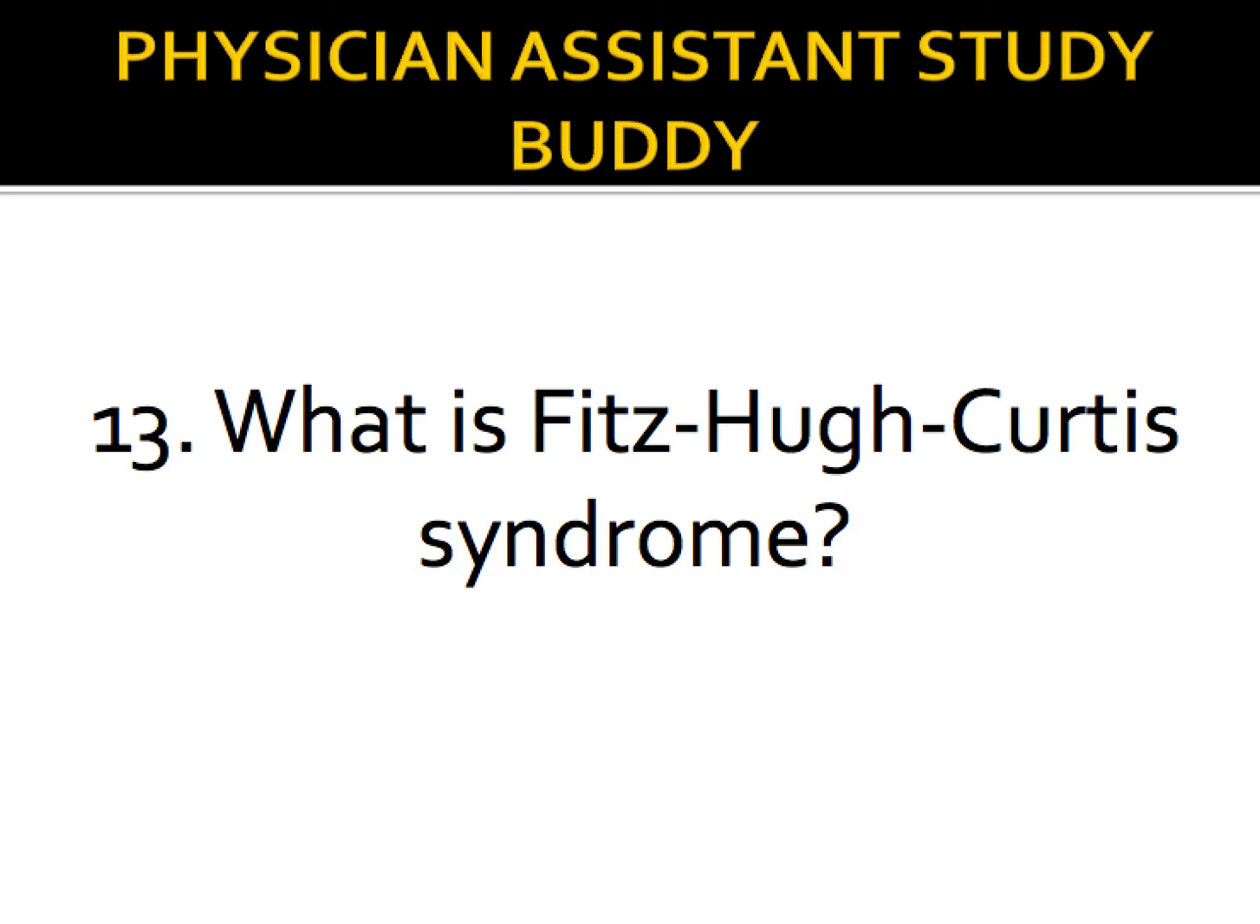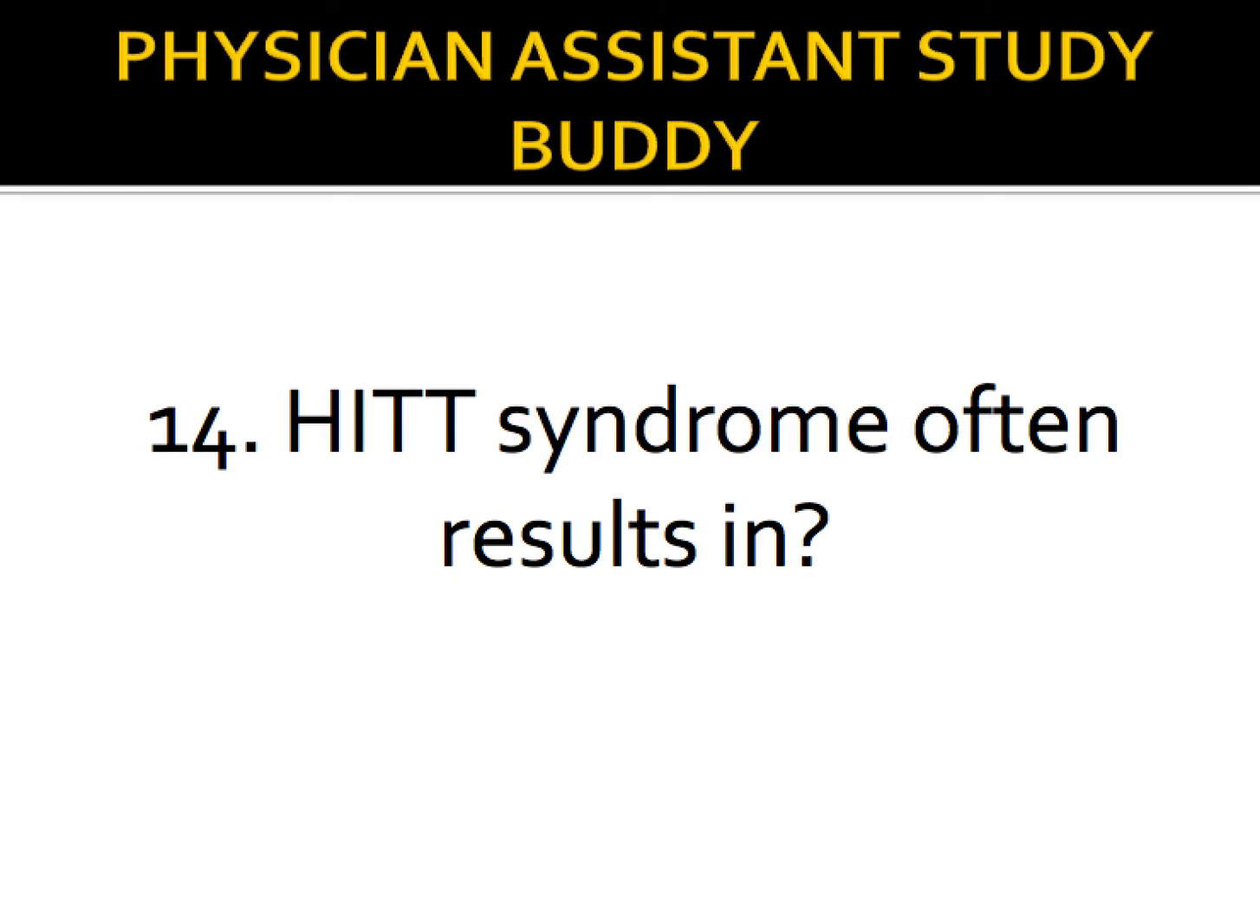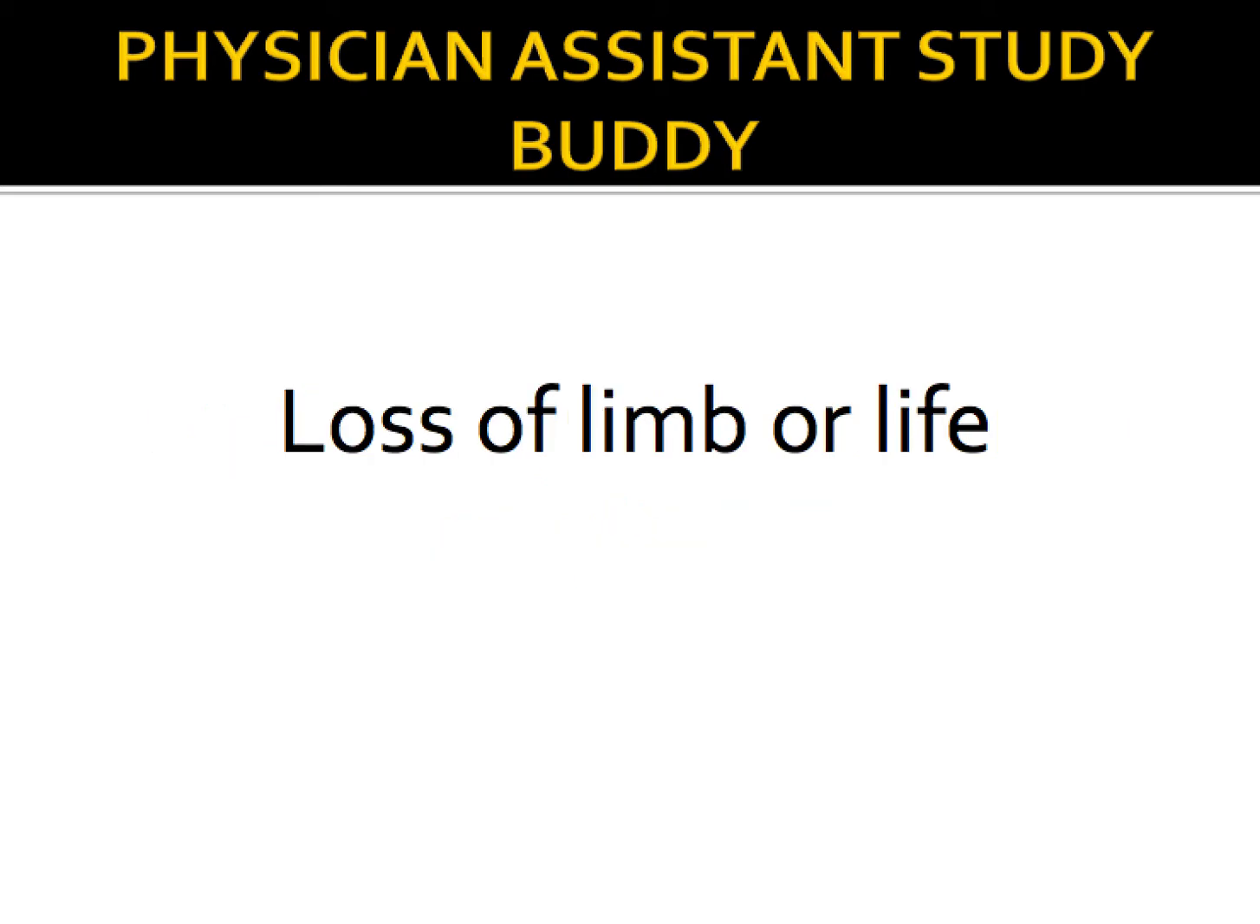What is Fitz-Hugh-Curtis syndrome? That is perihepatic gonorrhea infection, perihepatic adhesions. HIT syndrome often results in, so they're going to talk to you about the lab work. You're going to find out that this is HIT, not DIC, and they're going to ask you what is often a result of this syndrome, and it is a loss of limb or life. That's why it's an emergency and it should be treated emergently.